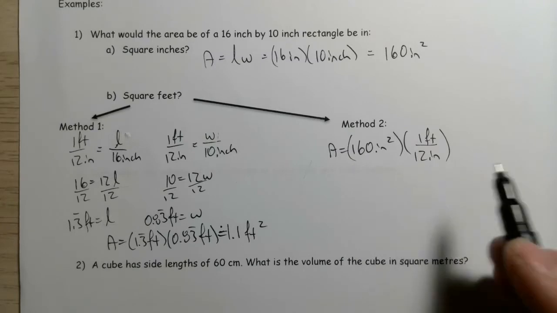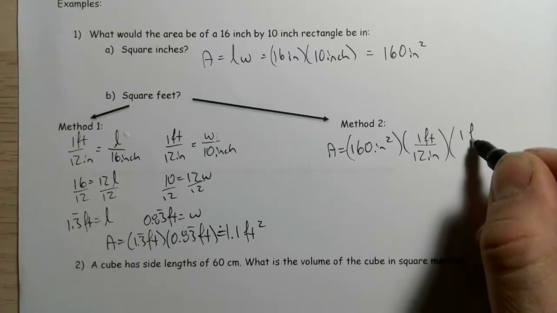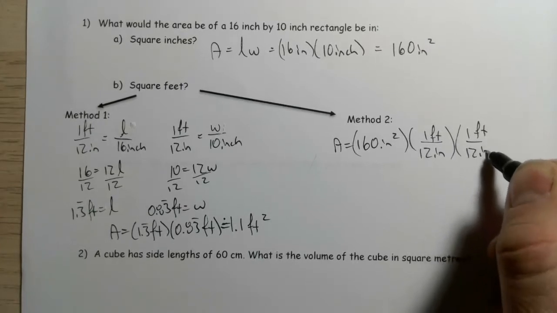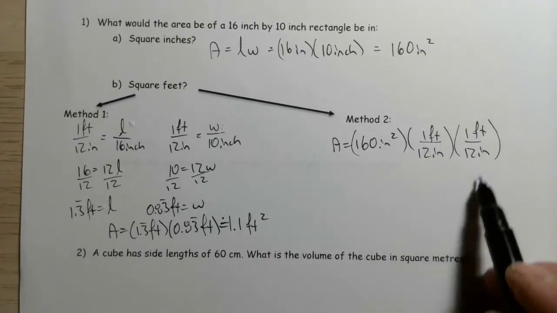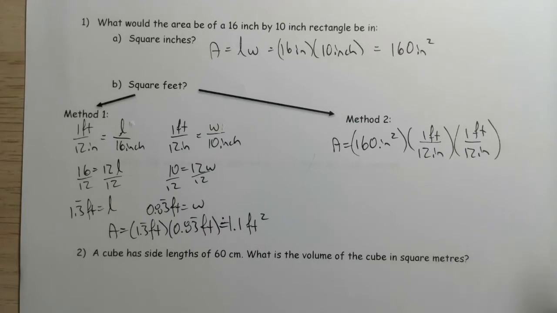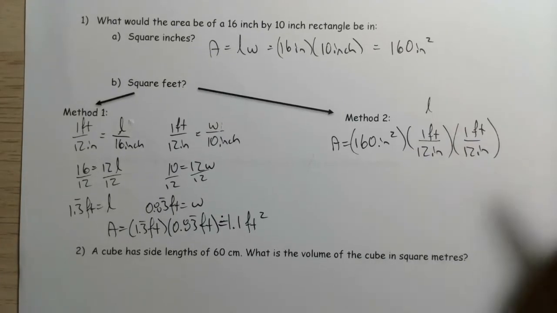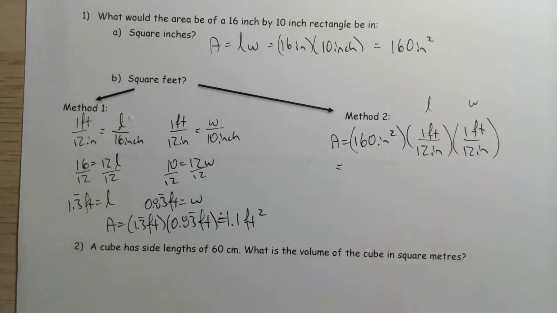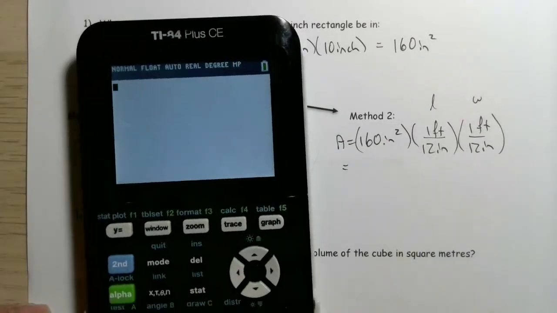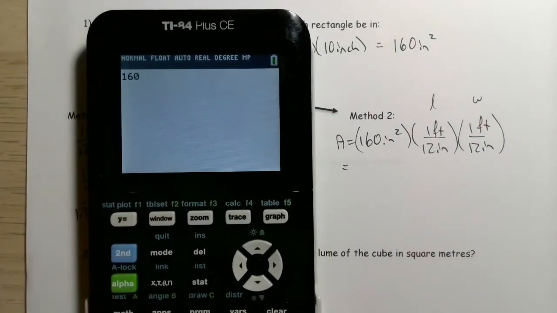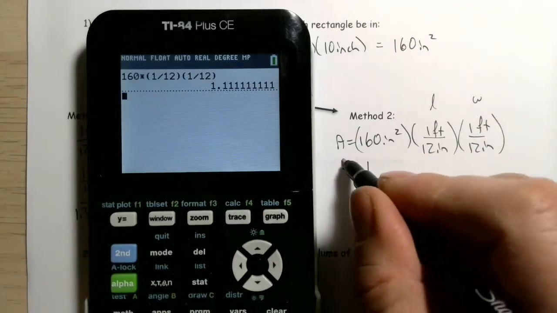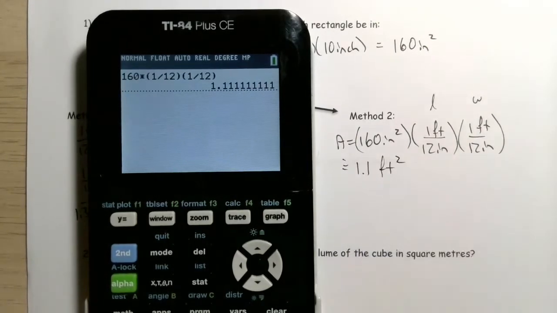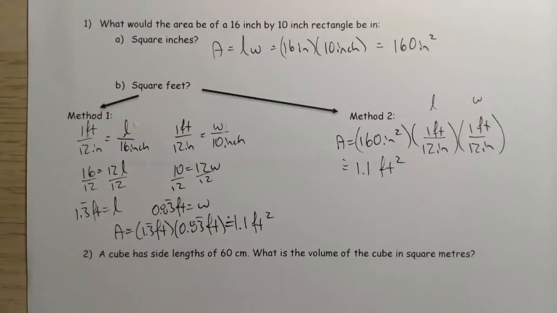So what I'm going to do is, for every dimension that I've got, length and width, include another conversion factor. This is my length conversion factor, this is my width conversion factor. And so what that means here is this is going to be 160 multiplied by 1 divided by 12, multiplied by 1 divided by 12. And we get, again, that 1.1 feet squared when all said and done.